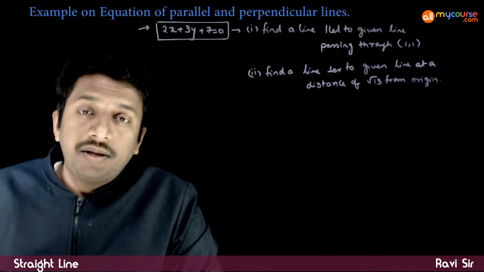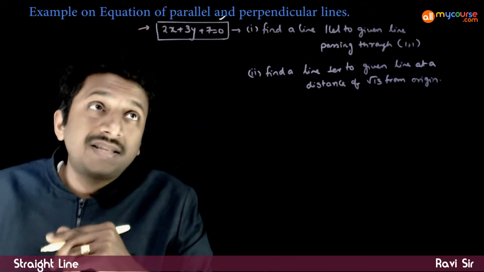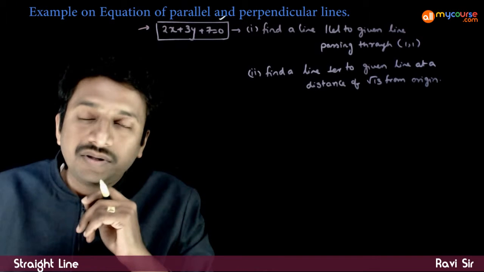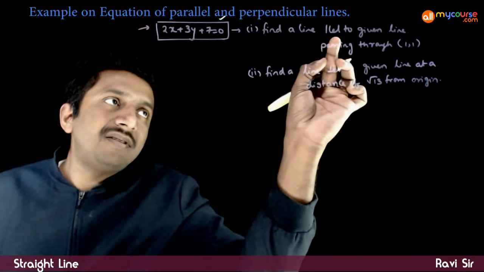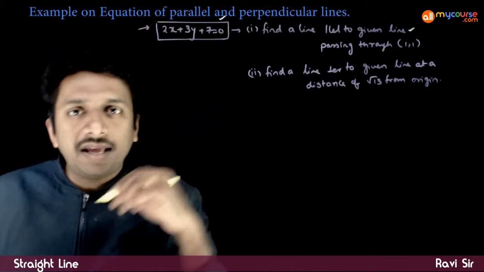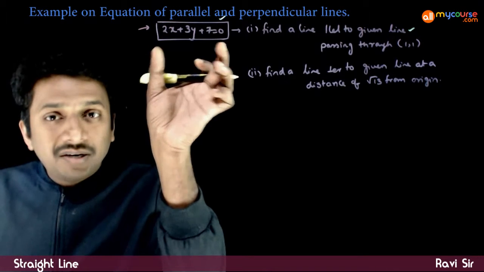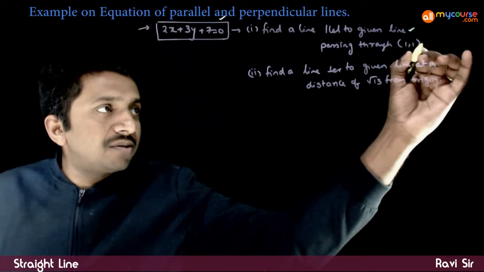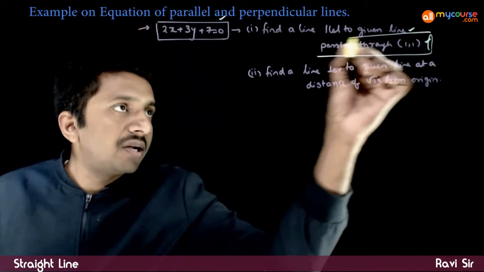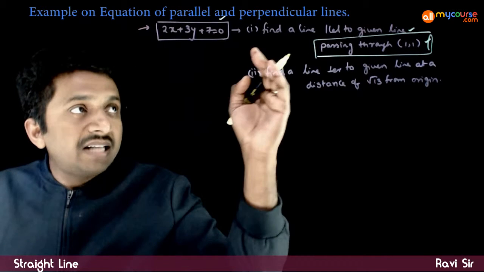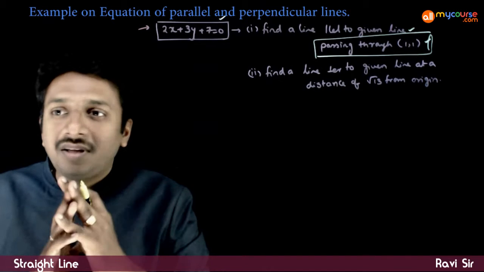Let us take an example here. You're given the line 2x plus 3y plus 7 is equal to 0. Now, you're asked to find a line which is parallel to the given line. You're given a line, you're asked to find a parallel line to this line which passes through (1, 1). So this is the condition which I am talking about. You'll be asked to find a line parallel to the given line and satisfying some given condition.